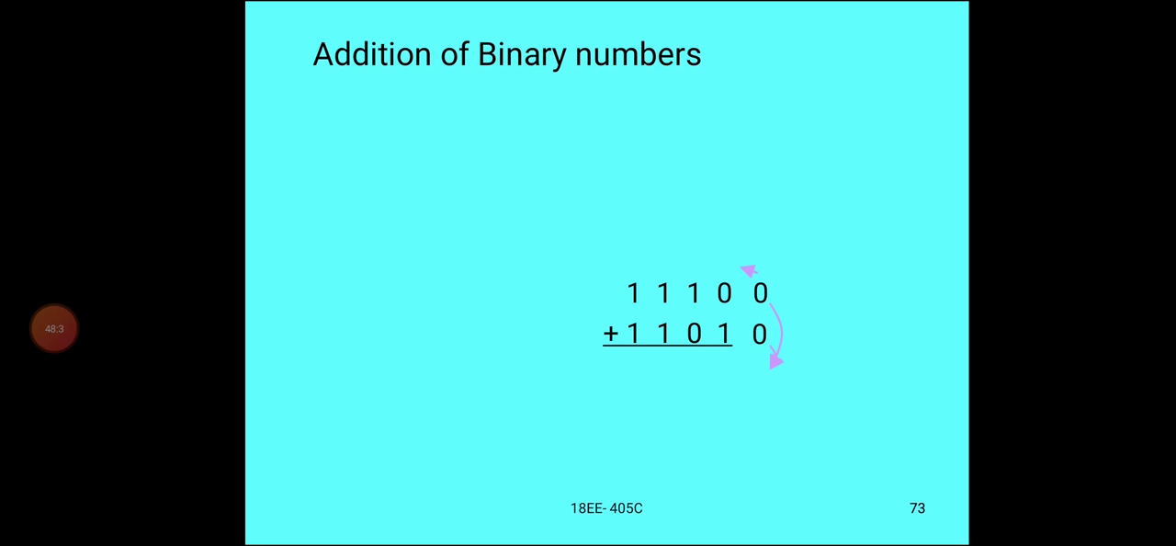Addition of binary numbers, 111000 and 11010. Sum 0 carry 0, sum 1 carry 0, sum 1 carry 0, sum 0 and carry 1, and sum 1 carry 1. So the result is 110100.